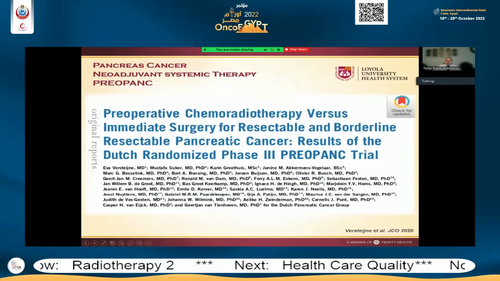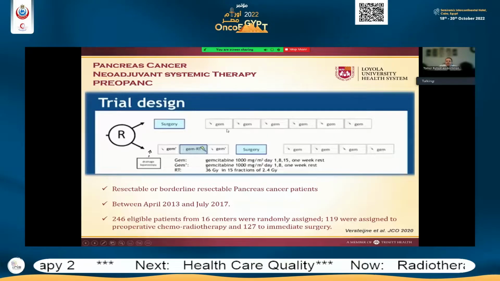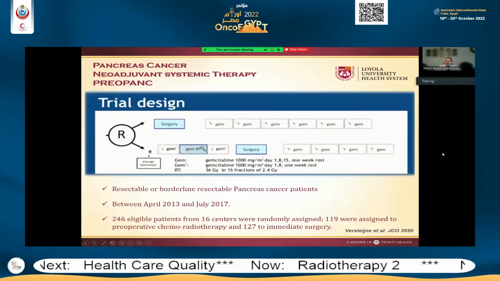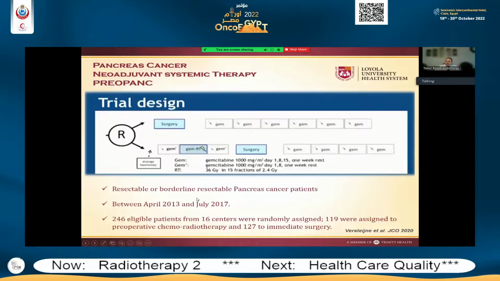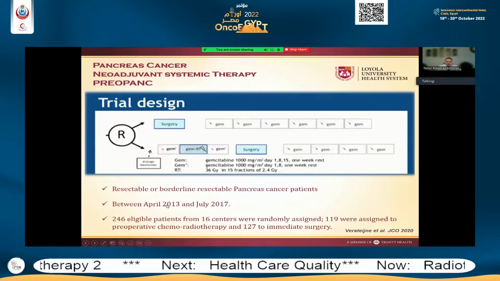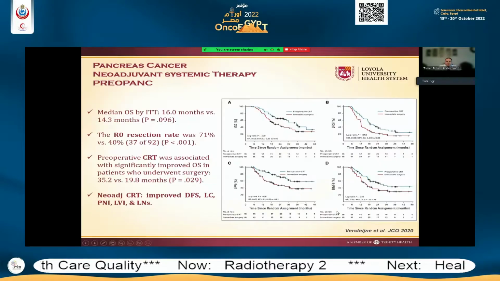The PREOPANC study is a study comparing upfront surgery to neoadjuvant chemoradiation. So surgery and then adjuvant gemcitabine, versus gem plus gem-RT, surgery, and then more chemotherapy. That actually was based on the protocol of Dr. Small's study. It included patients with resectable or borderline resectable pancreas cancer between April 2013 and July 2017. 246 patients from 16 centers were randomly assigned to this study.